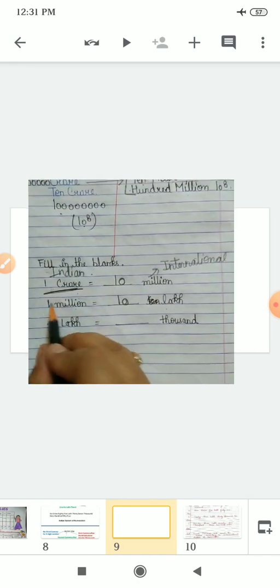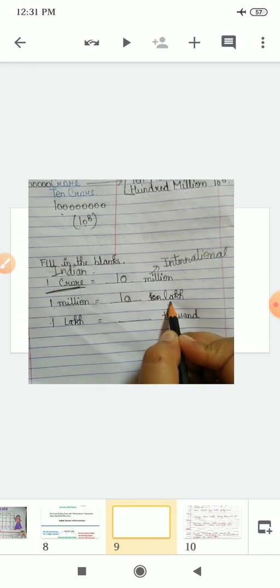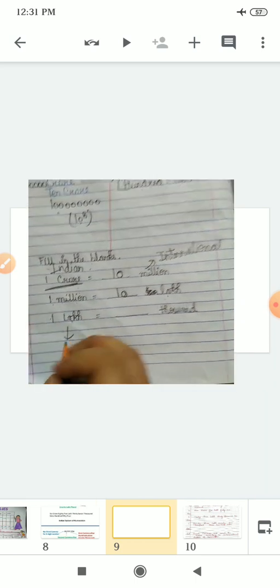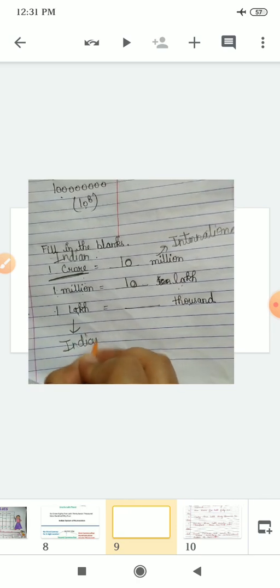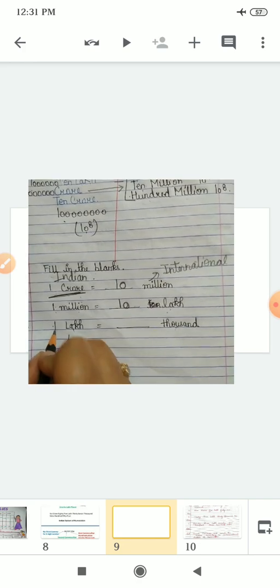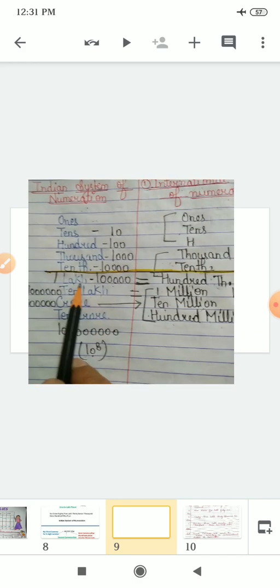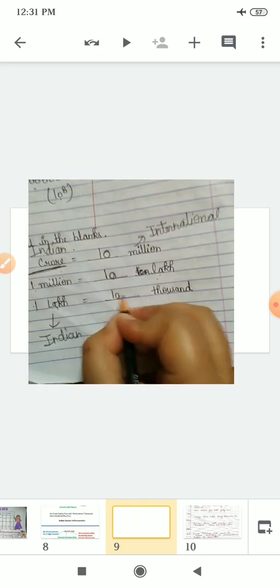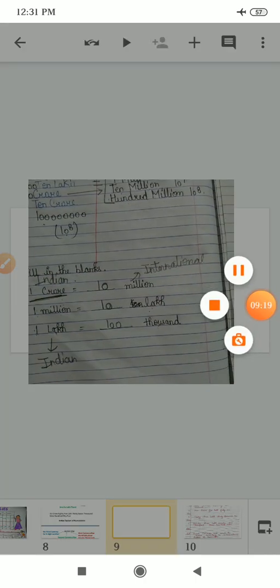Okay. Now comes 1 lakh. 1 lakh is equal to dash thousand. 1 lakh will come in the Indian system. Okay, and thousand can come in both the sections, both the numeration. So 1 lakh will be equal to, see here, 1 lakh is equal to 100,000. So what will come here? 100,000 is here. Understood? I hope you all have understood.